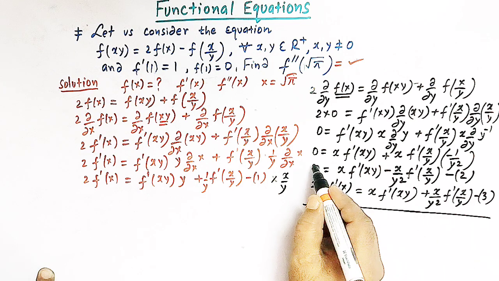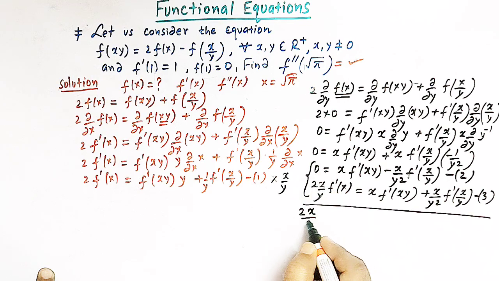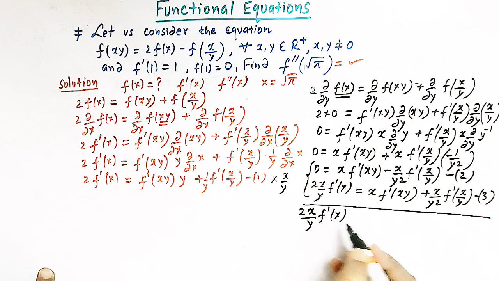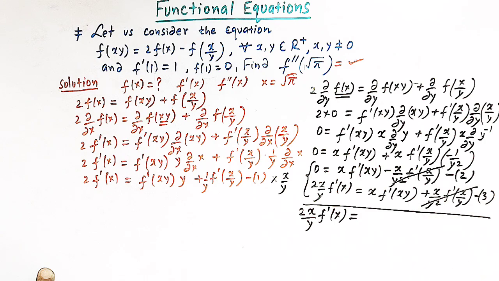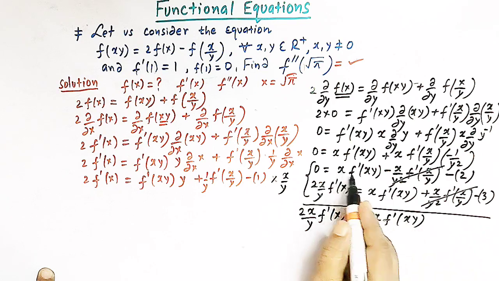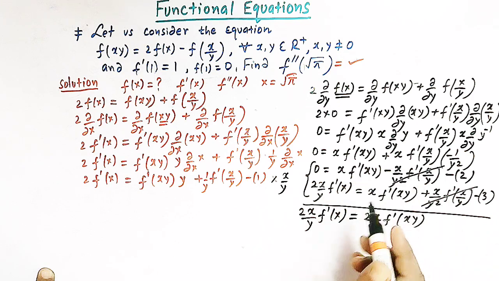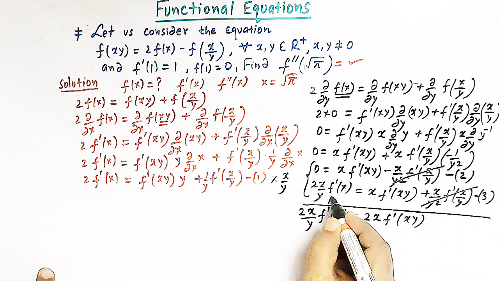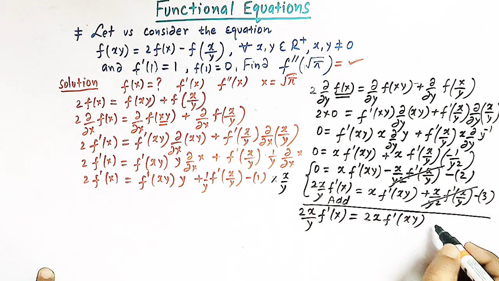Now we can add these two equations. So here we have 2x over y, f prime of x, and here see these two terms get cancelled, and we have here 2x f prime of xy, because x f prime of xy, these two terms are like terms, so we can simply add these two terms. So adding equation 2 and 3, we have now this equation. So let us call this equation as equation number 4.